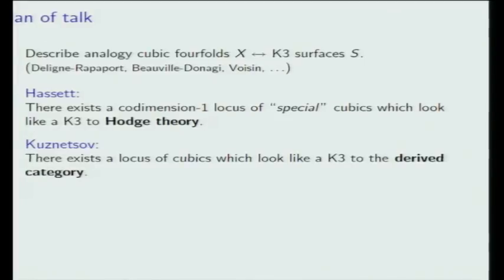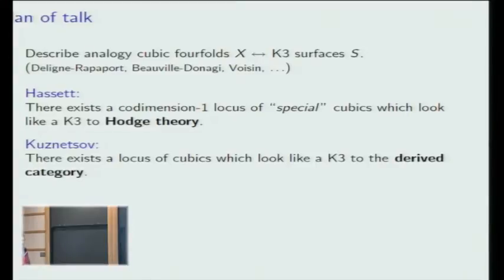And it can be made precise, and it's much stronger for special cubic fourfolds. And their cohomology really looks like the cohomology of a K3, as I'll explain. And so there's this notion of a special cubic fourfold due to Hassett. And he works out exactly which ones are special. So exactly which cubic fourfolds look, to the level of Hodge theory, exactly like a projective K3 surface.